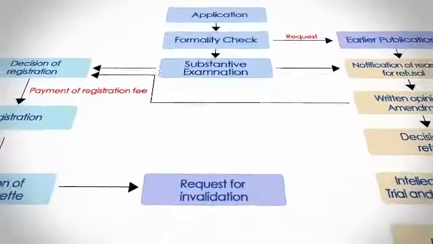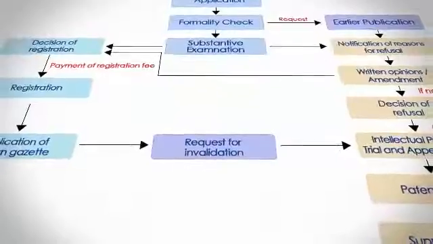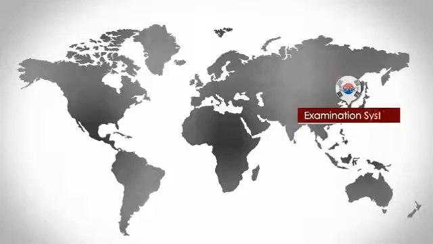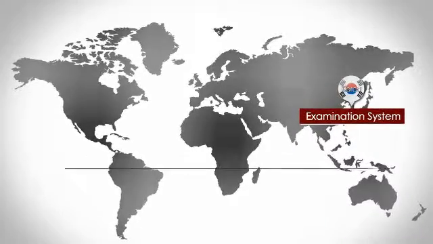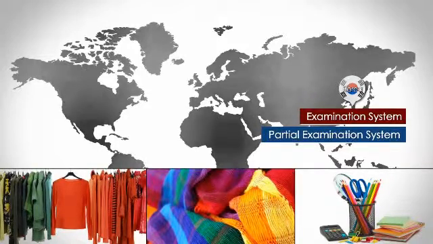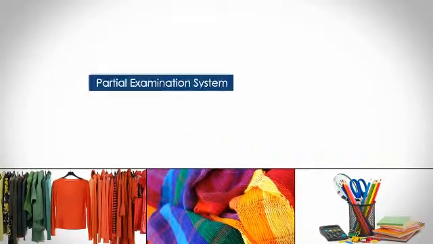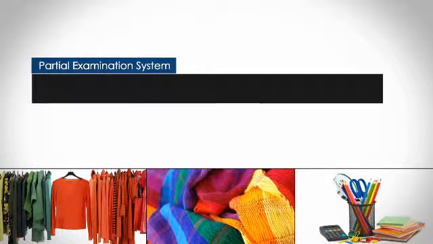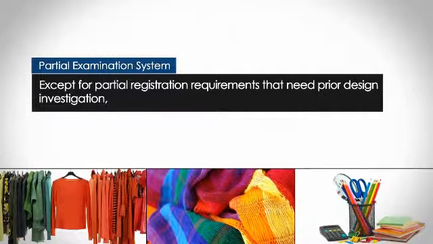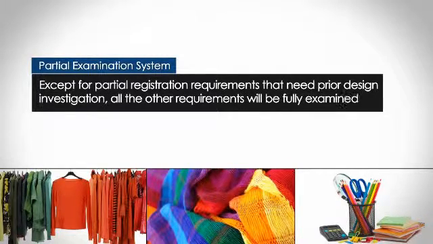In order to supplement this, some countries apply the system differently according to each item. In principle, Korea follows the examination system, but regarding items that are strongly influenced by trends like clothes and wrapping paper, the partial examination system is applied. The partial examination system is a system that fully examines all requirements except for partial registration requirements that need prior design investigation. The reason the partial examination system is applied is to strengthen the competitiveness of designs that have a short life cycle by shortening and simplifying the examination period.